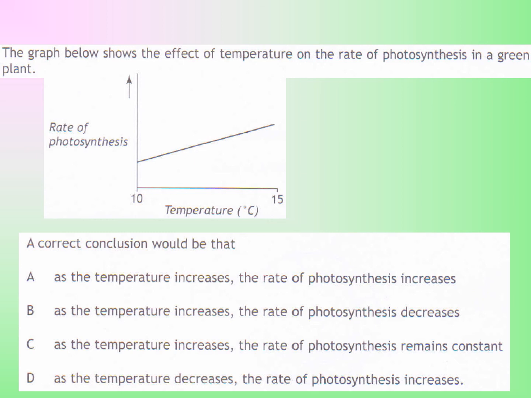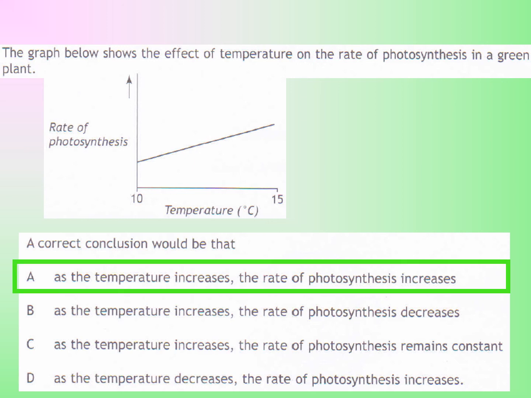The graph below shows the effect of temperature on the rate of photosynthesis in a green plant. What would a correct conclusion be? What's happening to the rate of photosynthesis as the temperature increases? Well done. As the temperature increases, the rate of photosynthesis also increases. And obviously we're looking at between 10 and 15 degrees. We're obviously looking for the plant to reach optimum temperature for optimum photosynthesis.